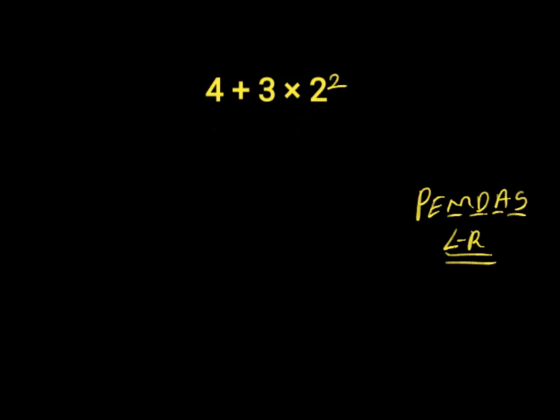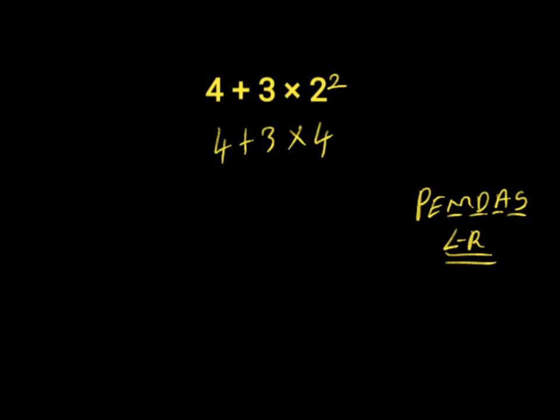First of all, we are going to work with our exponents, which is 2 to the power of 2. 2 to the power of 2 will give us 4. Then we have 4 plus 3 times 4. Now, we have an addition and a multiplication. We are going to work with our multiplication first because it comes first before addition.